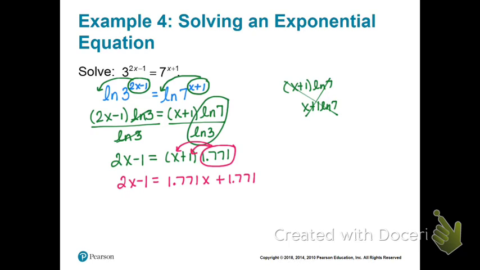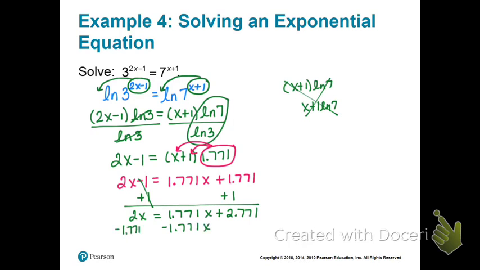And then let's just solve for x. So I'm going to add the 1. So 2x equals 1.771x plus 2.771. And then subtract the 1.771x. I'm going to need some help here. So what does that give me?